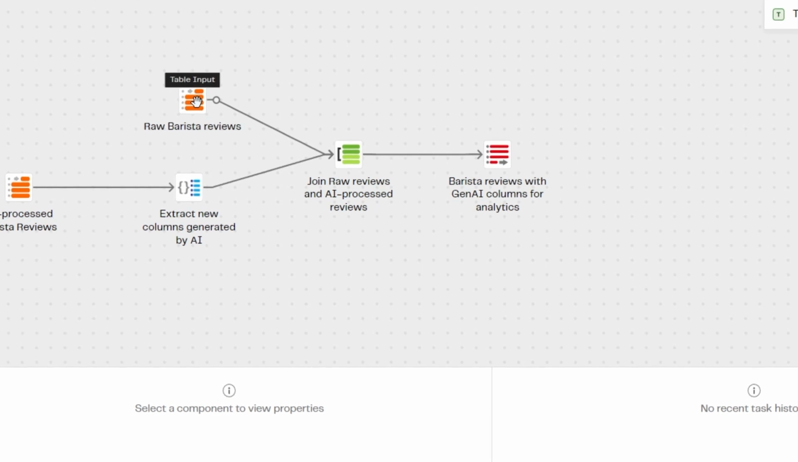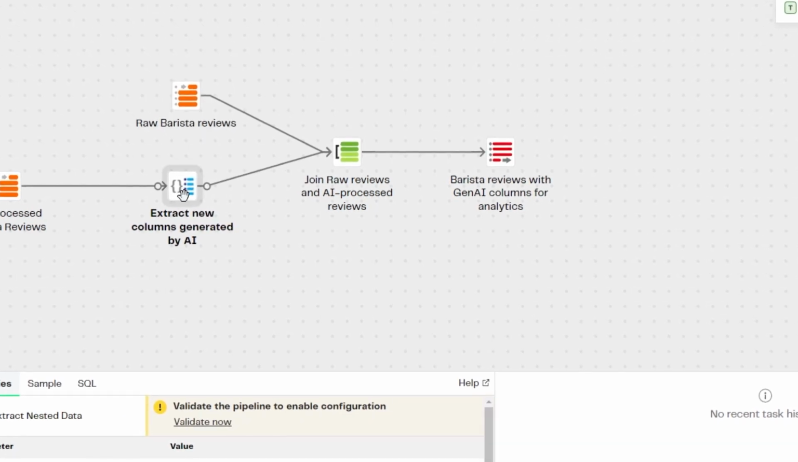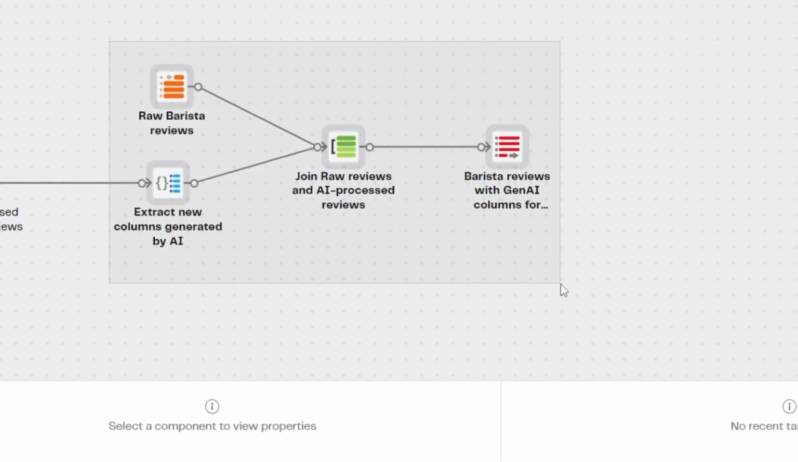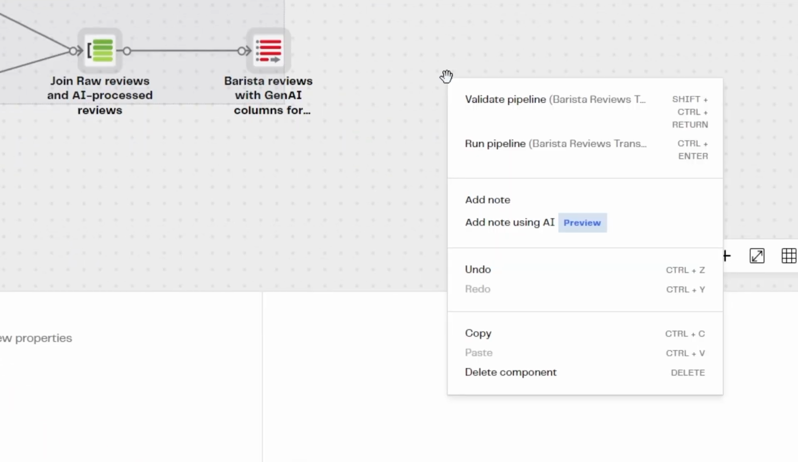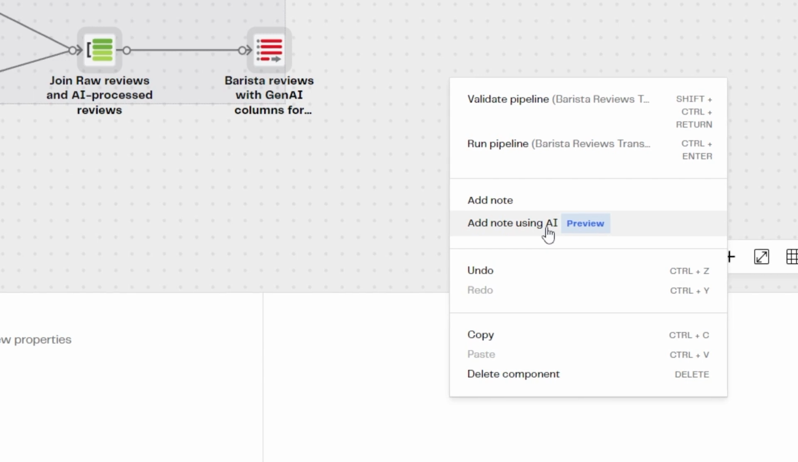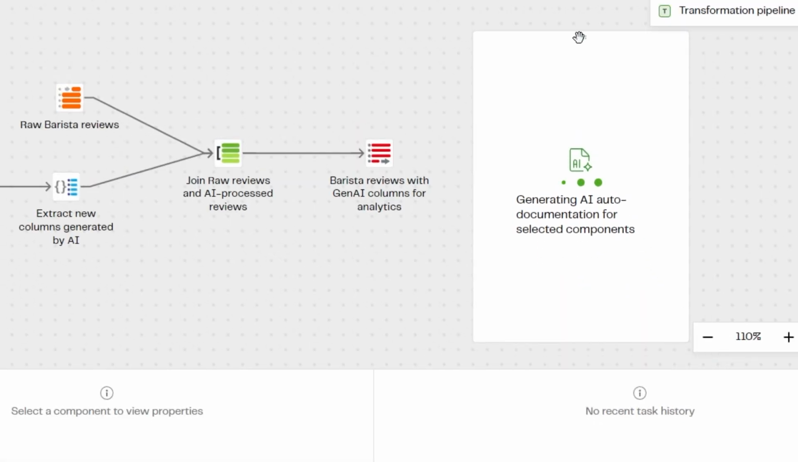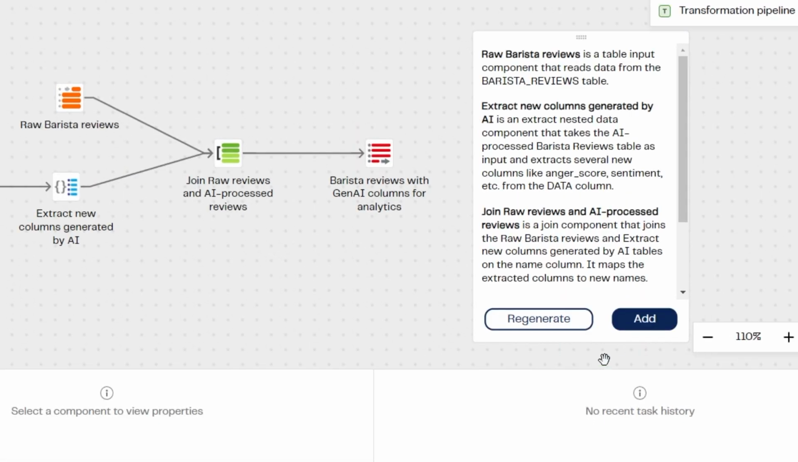Or to create an AI note for multiple components in a pipeline, hold the Shift key and click and drag to draw a box around the components to include in the AI note. Then right-click anywhere on the canvas and click Add Note using AI. This will generate a note describing what the components in your pipeline are doing.